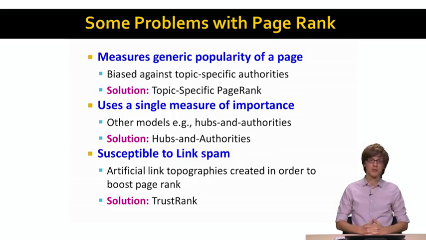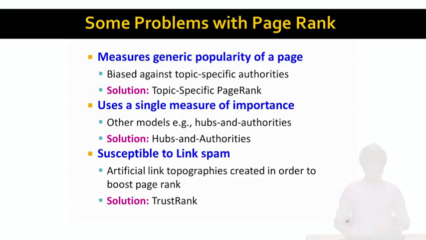PageRank is susceptible to what is called link spam. So the idea is that we have spammers on the web who want to manipulate the structure of the web graph such that they boost the PageRank score of individual target pages. So the question is, how can we detect spammy web pages on the web? And the solution for this is called TrustRank. So what we'll do next is we will go through each one of these three applications one by one.